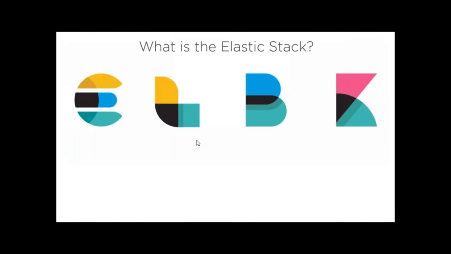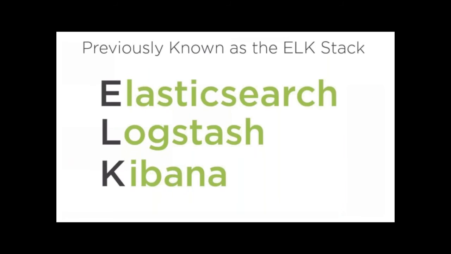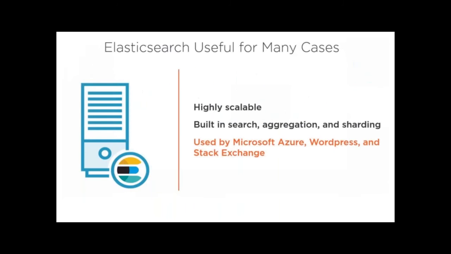What is the Elastic Stack? The Elastic Stack is all about ELBK: Elasticsearch, Logstash, Beats, and Kibana. Elasticsearch is free, it is open source, and it is used for text searching. It is very good at that. Previously we used to call it the ELK Stack, and now the company has renamed it to ELBK. They are calling it the Elastic Stack now.